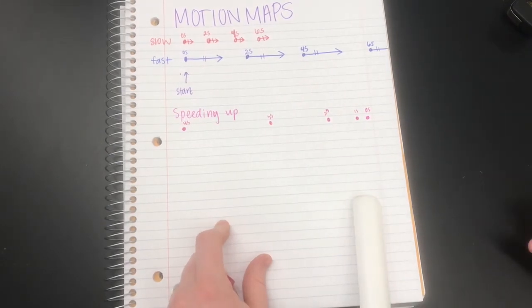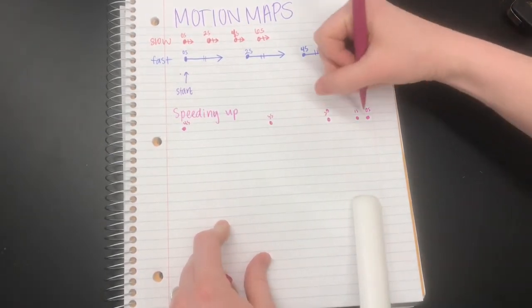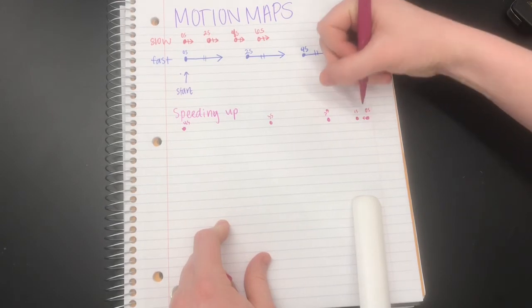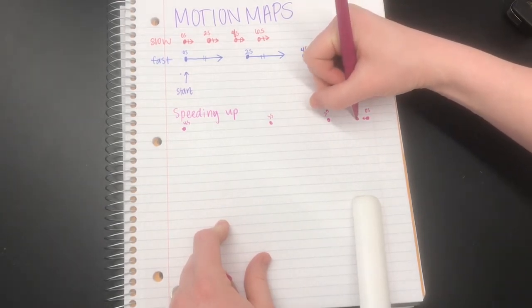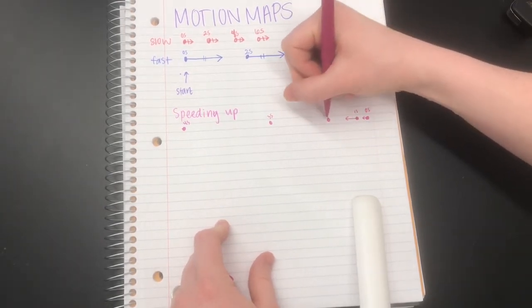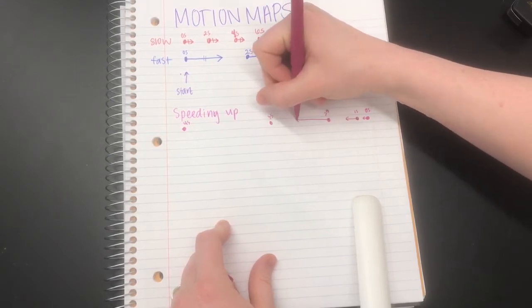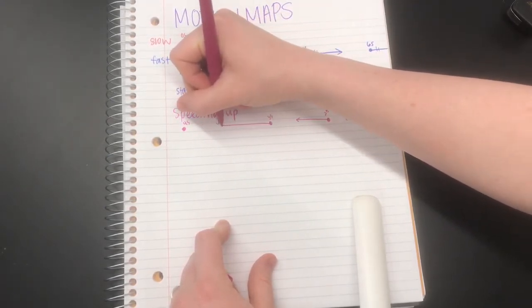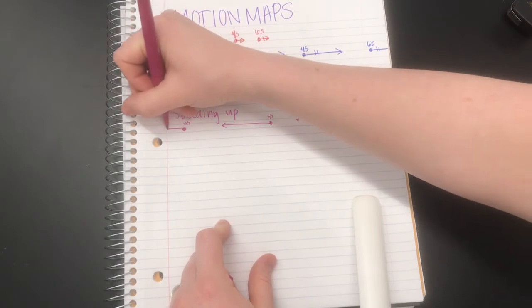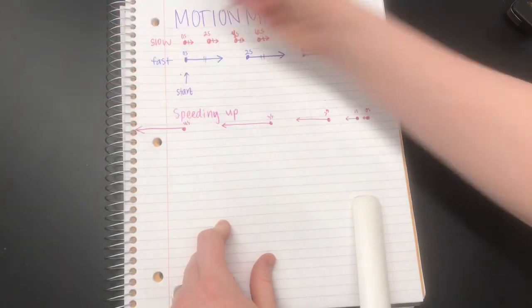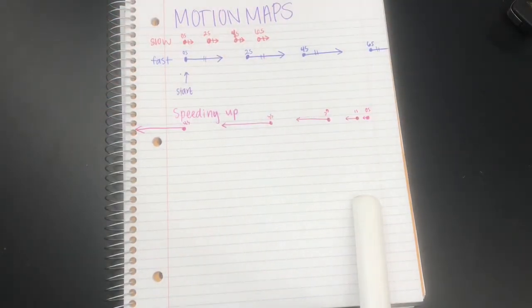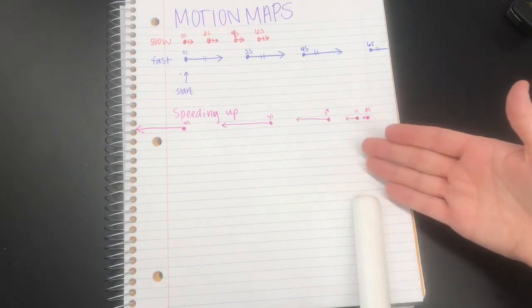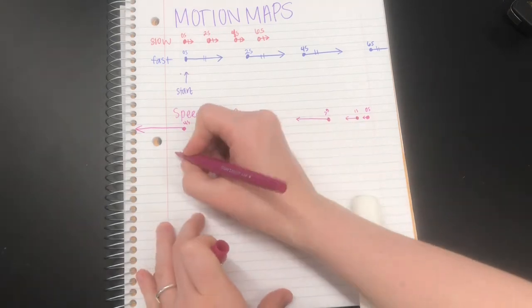And then I need to add velocity arrows. So my first velocity arrow needs to be pretty small. My next one should be a little bit bigger. And because I'm speeding up, my velocity vector should get bigger and bigger and bigger every second. And that's represented by the length of the arrow.